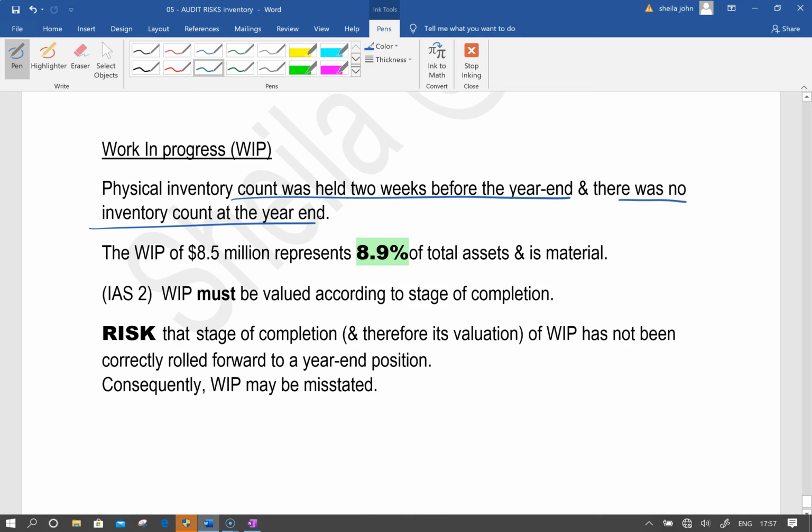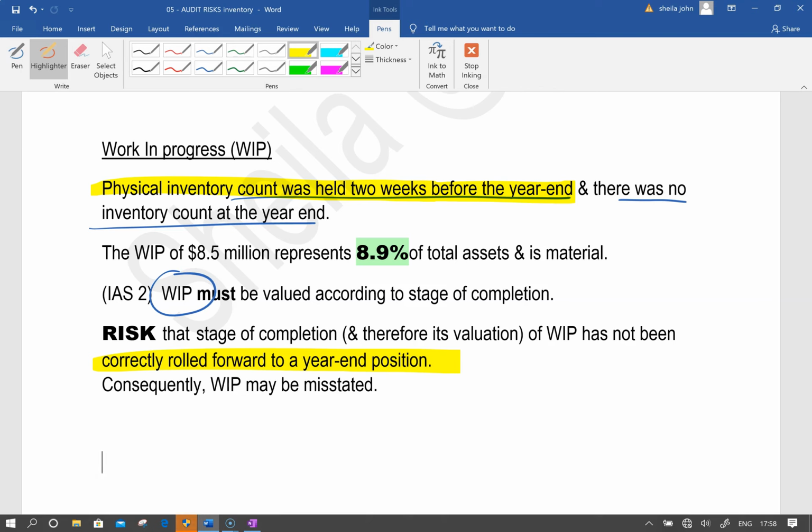So after the observation, we go on to materiality, which we've done. Then we've got the accounting treatment. The accounting treatment is for WIP, and it must be valued according to the stage of completion. But the thing here is that the ascertaining of the stage of completion was done 2 weeks before the year end. And therefore, the risk here is that we're not sure whether the stage of completion can actually be correctly rolled forward to the year end position. Can you see that? The risk here is that it will not be rolled forward.